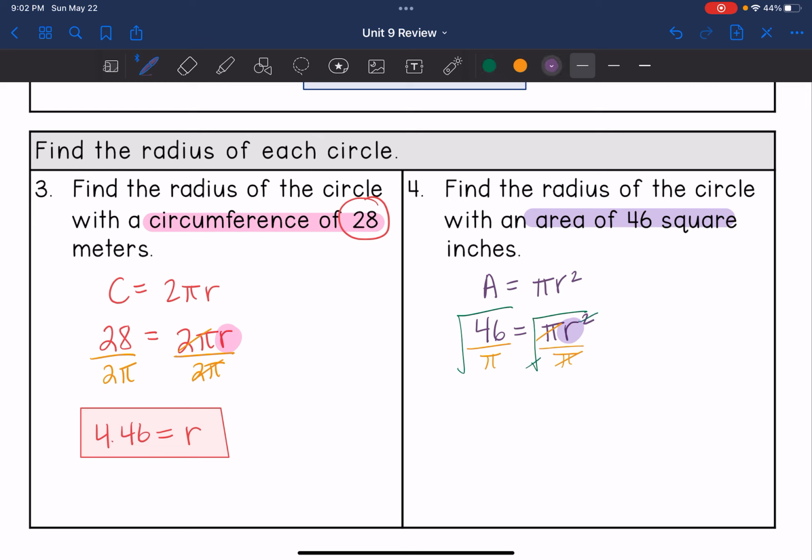So that on the right side, I'll just have radius, but on the left side, we could just put that whole thing into the calculator. So square root of 46 divided by pi. And that gives me 3.83. So the radius of this circle is a little bit less than 4.